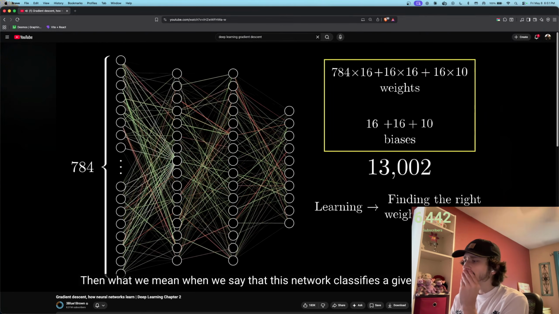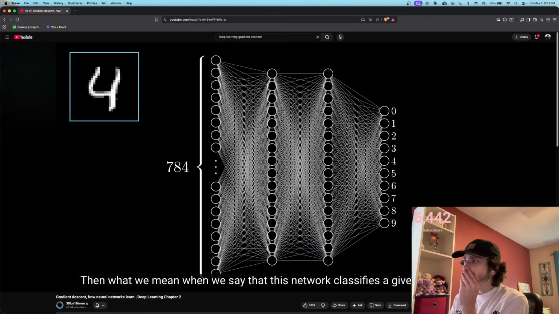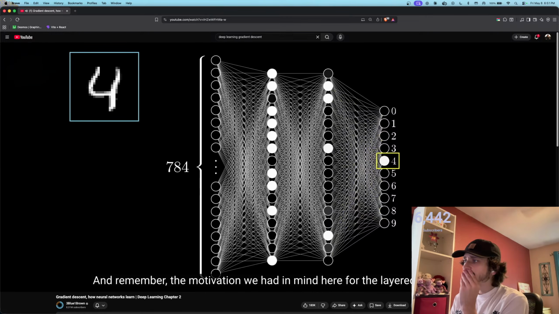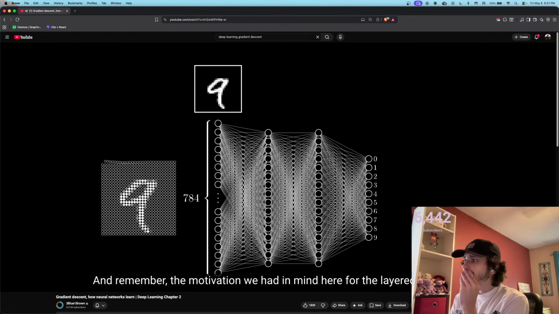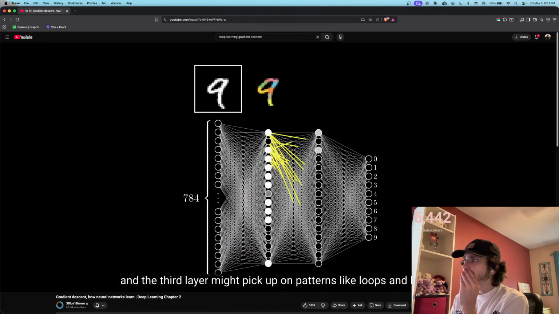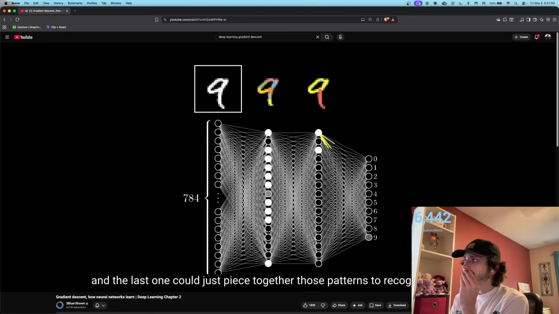Then what we mean when we say that this network classifies a given digit is that the brightest of those 10 neurons in the final layer corresponds to that digit. And remember, the motivation that we had in mind for the layered structure was that maybe the second layer could pick up on the edges, and the third layer might pick up on patterns like loops and lines, and the last one could just piece together those patterns to recognize digits.